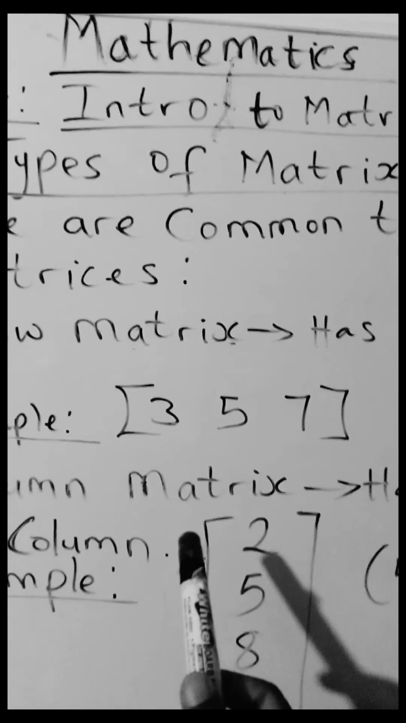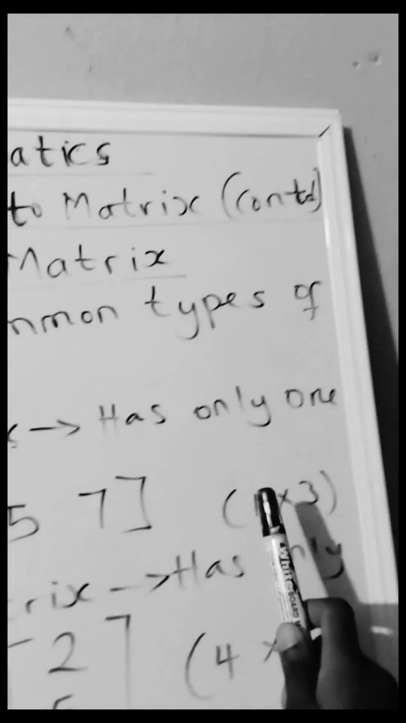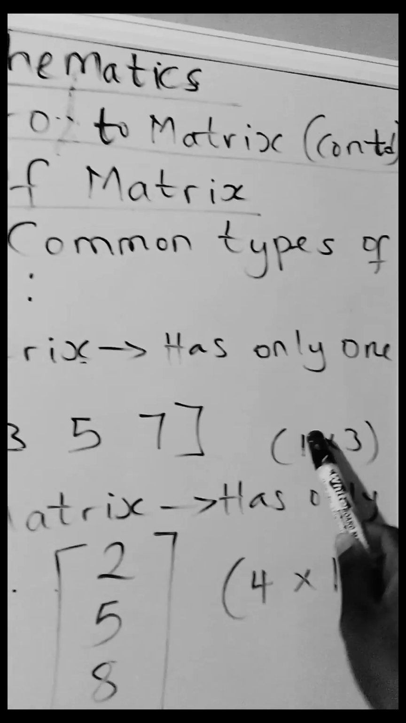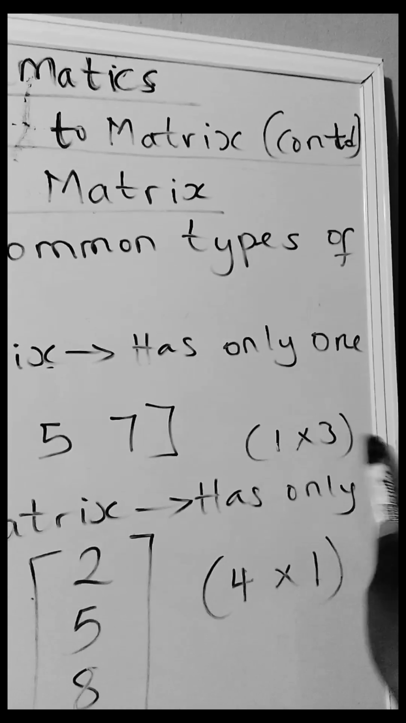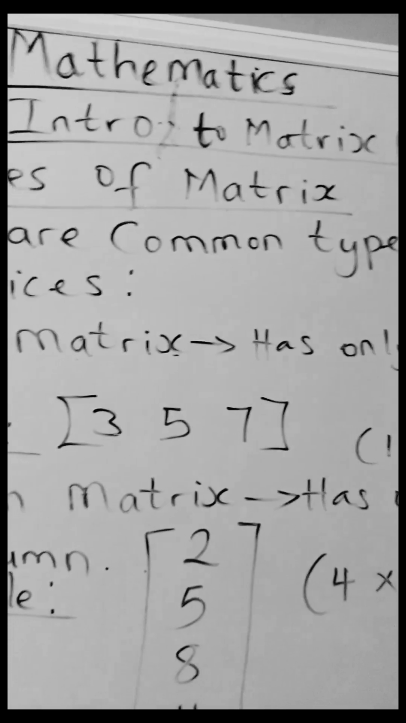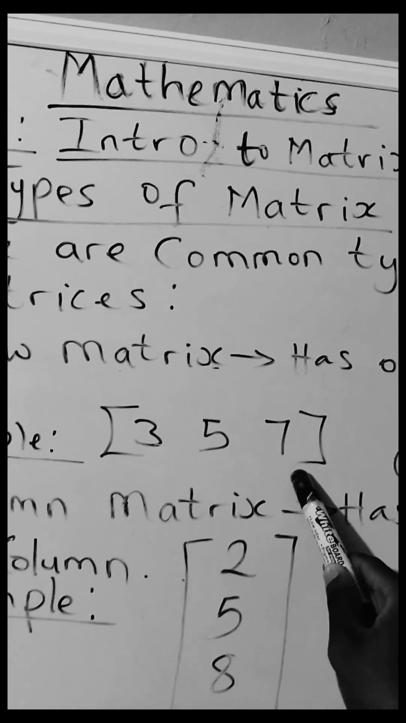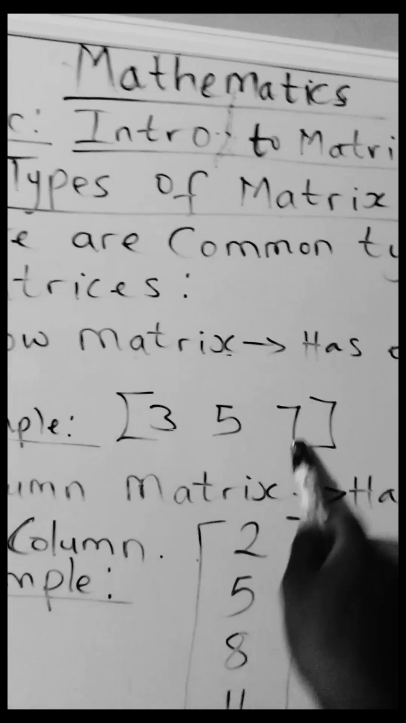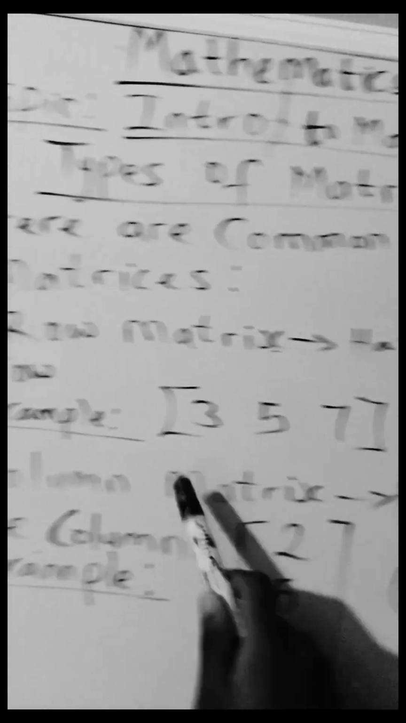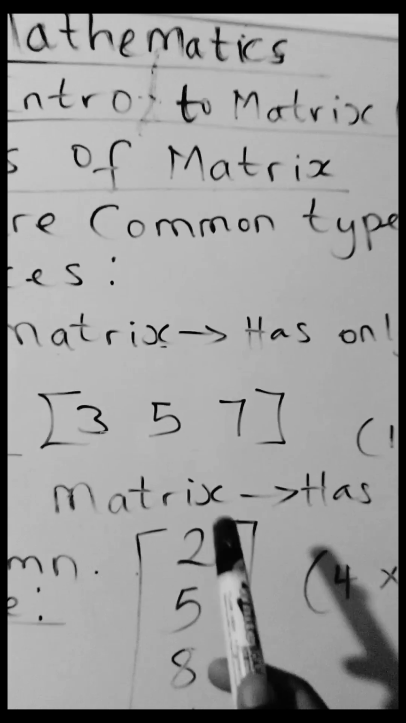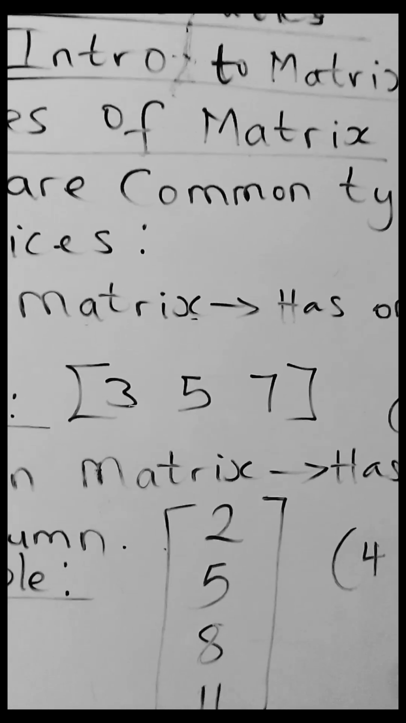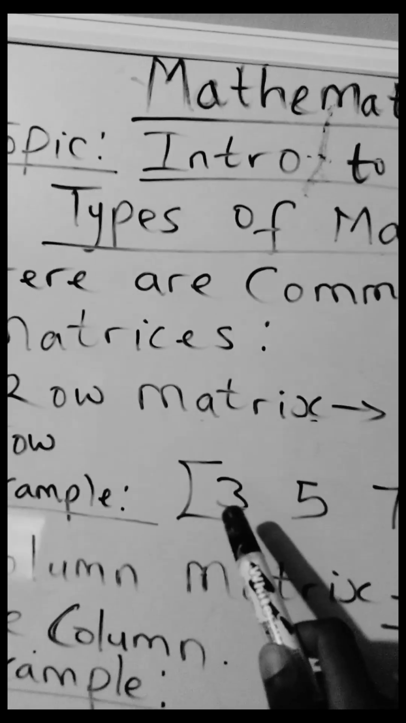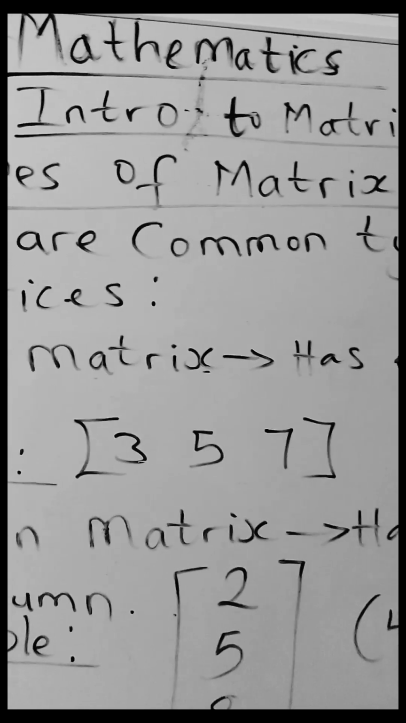Now, this can be called a 1 by 3 matrix. We learnt about the dimension of a matrix in the last lesson. What do we mean by a 1 by 3 matrix? It means that it has one row and 3 columns. Remember that we define the order or the dimension of a matrix by the number of rows against the number of columns.